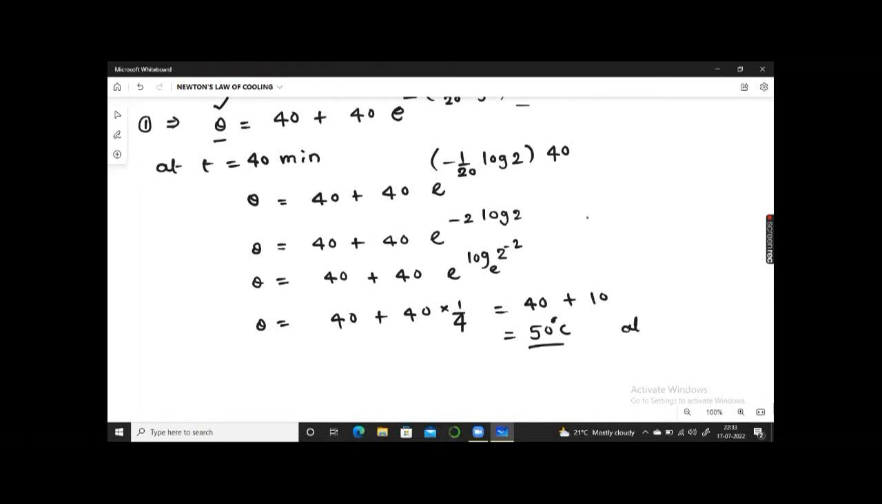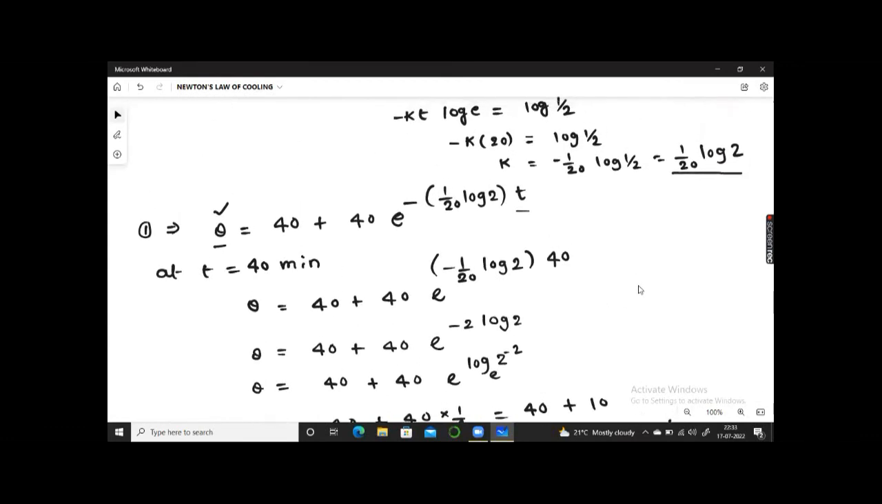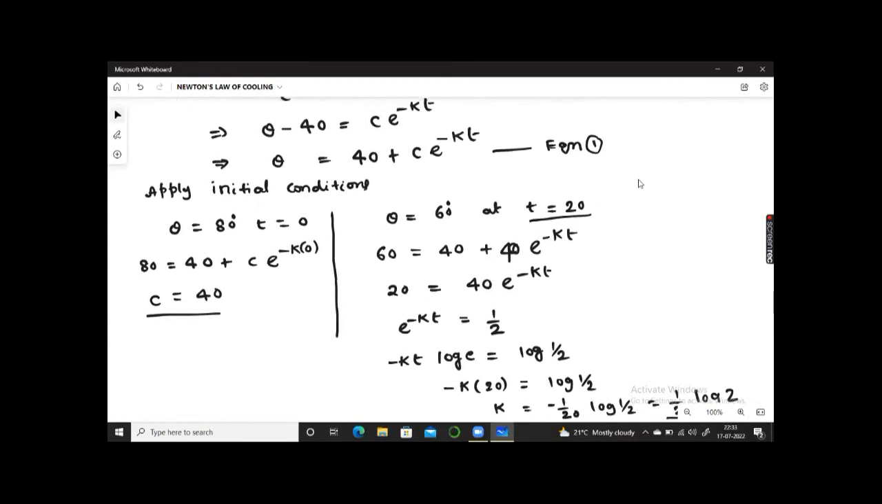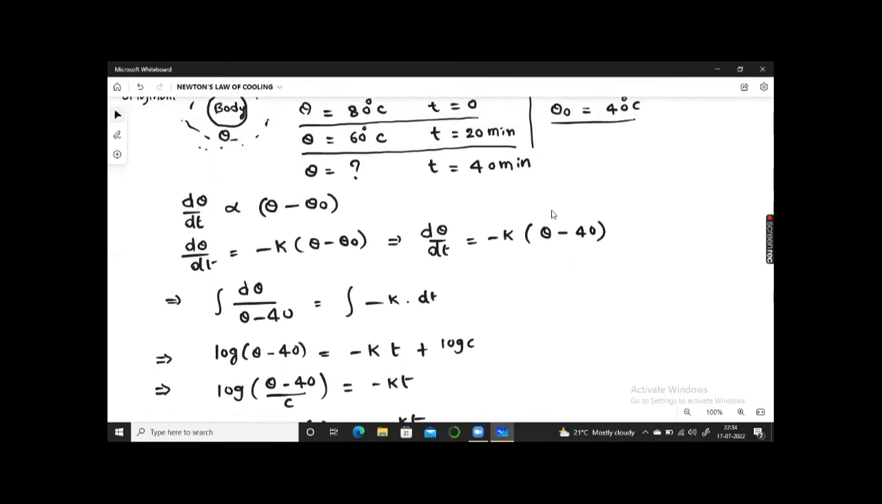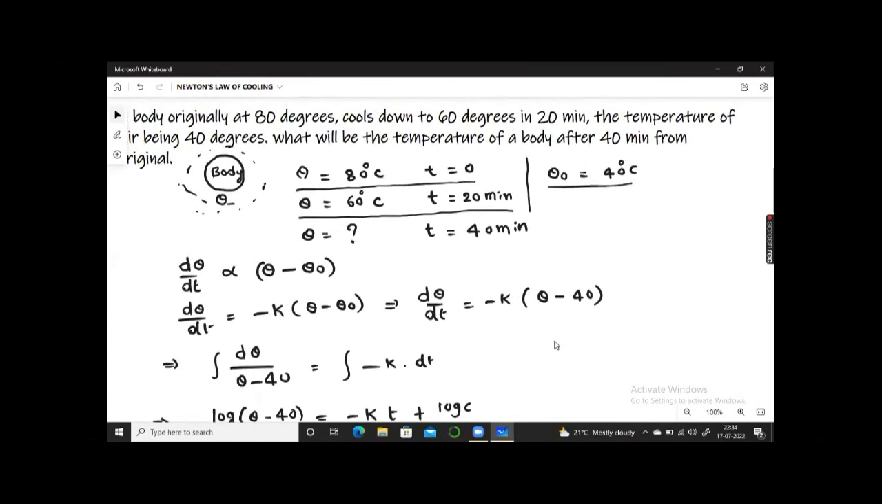Theta is equal to 50 degrees centigrade at t is equal to 40 minutes. That's it, as simple as that. So here the question is very simple. He is asking theta at a particular time. So you have to make an equation for theta in terms of time t. In order to do that, you should know the concept behind it, which means how theta is changing with respect to time t. To do that, we have taken that theory.